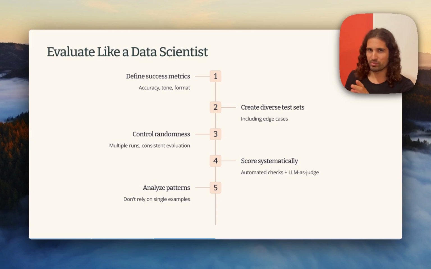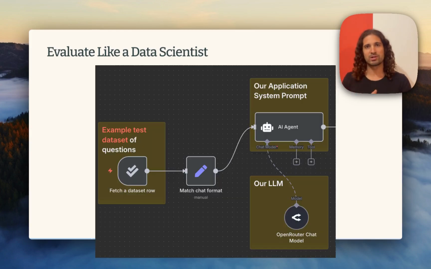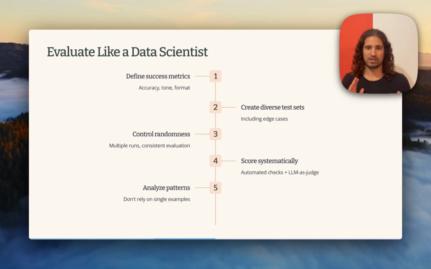Then you want to control the randomness. And actually, this is not that hard. It just requires a systematic way of saying, these are my models, these are my temperature settings, and this is my prompt, and you tweak one of them at a time.